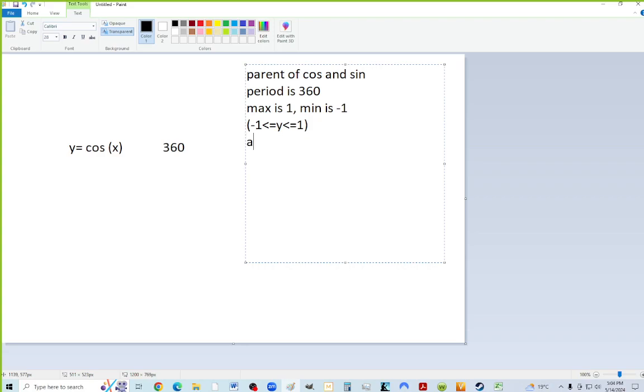The amplitude is therefore 1. The axis is at y = 0. Y is equal to 0. And there are 5 major points in both. All transformations affect it the same way.